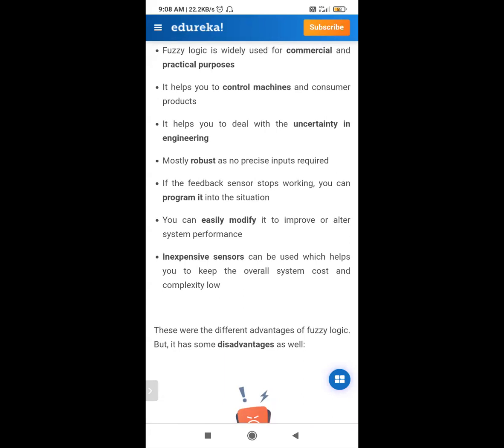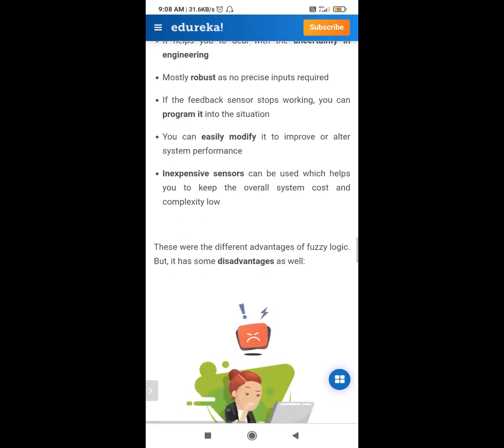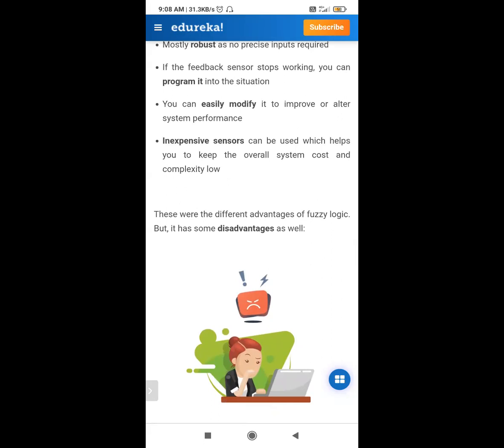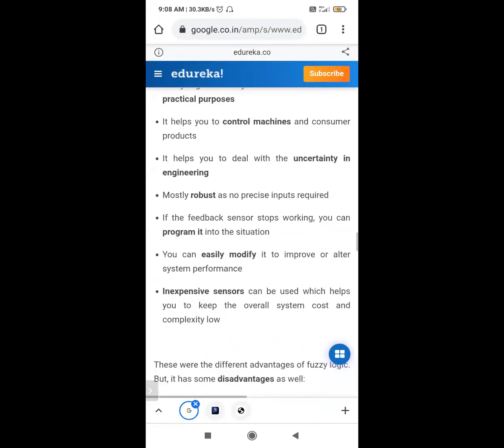Next, if the feedback sensor stops working, you can program it into the situation. Next, you can easily modify it to improve or alter the system performance. Next, inexpensive sensors can be used, which helps us to keep the overall system cost and complexity low. Okay, these are some of the advantages.